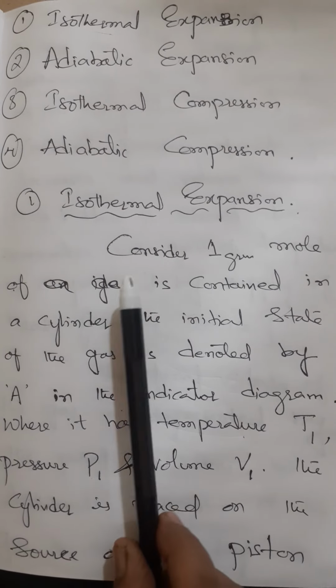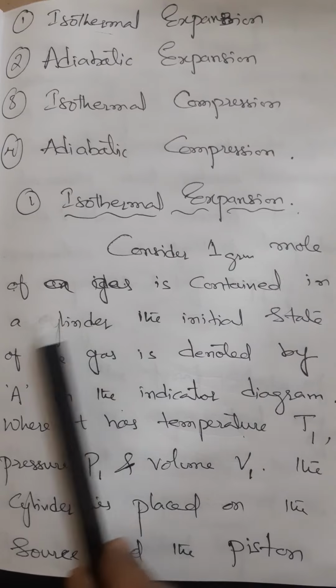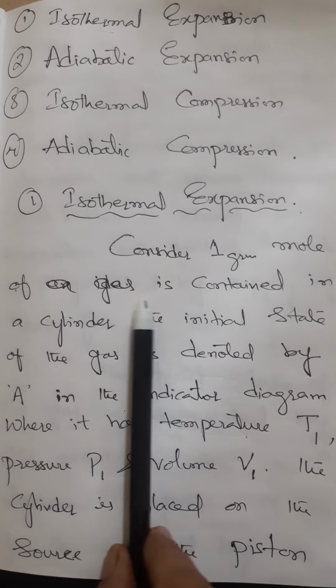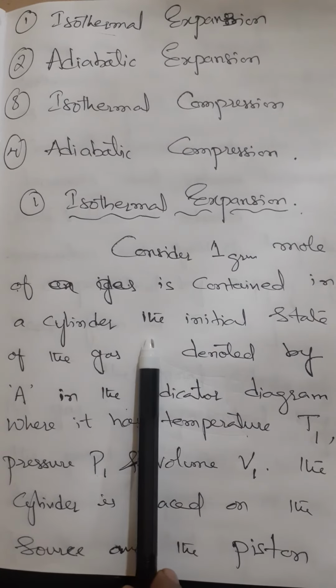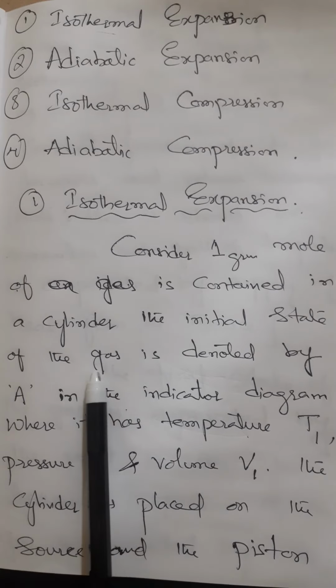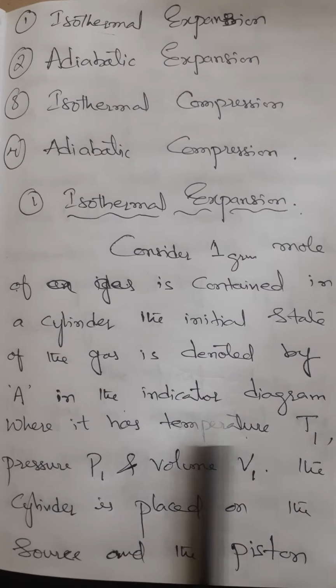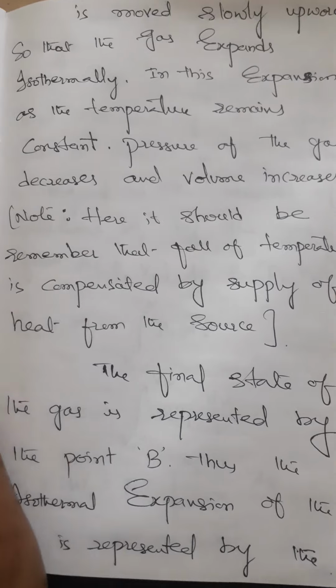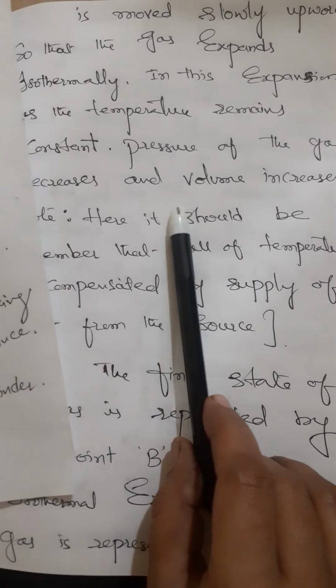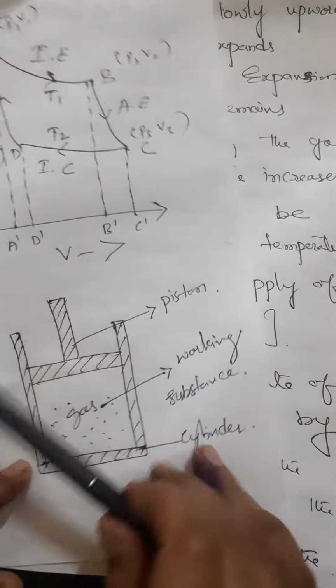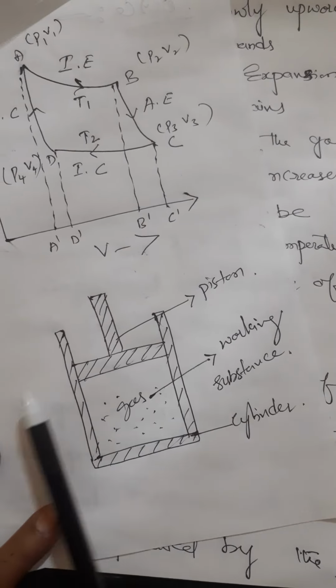Consider 1 gram mole of an ideal gas contained in a cylinder. The initial state of the gas is denoted by A in the indicator diagram, where it has temperature T1, pressure P1, and volume V1. The cylinder is placed on the source and the piston is moved slowly in the upward direction, isothermally.